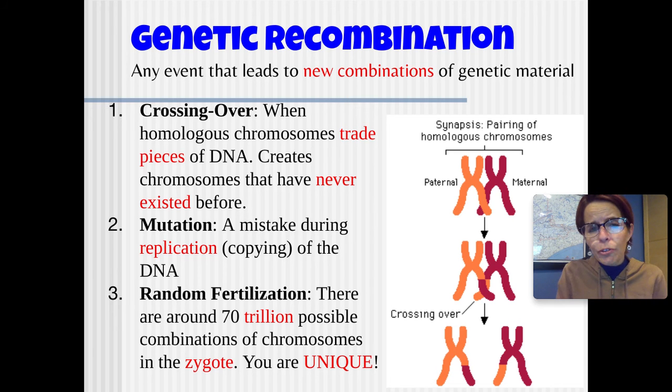And then random fertilization. We don't know which of the 8 million sperm and which of the 8 million eggs are going to come together. So there are about 70 trillion possible combinations of genes in the zygote, in this baby. So you are absolutely unique within your own family, not to mention the whole planet.